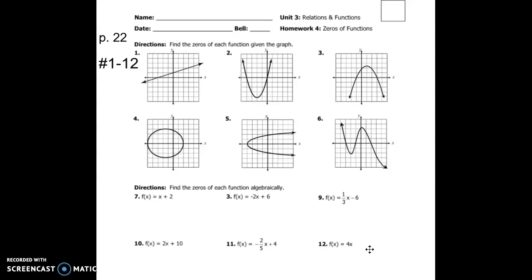All right, so here's the assignment. If you don't have the paper, I do have it online. You can look at it and do it on Cami. Otherwise, you could do it on your own paper and just copy down all the problems. 7 through 12, and then 1 through 6, just find the zeros on the graphs given.